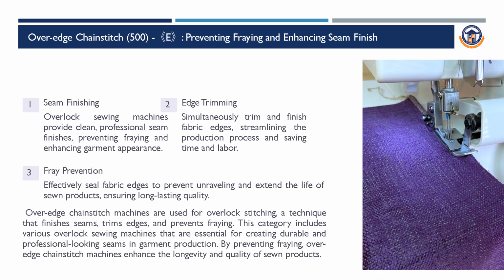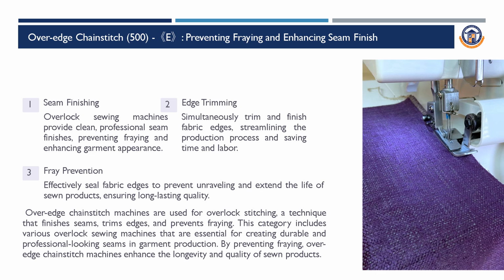And also it helps to have edge trimming. Whenever the stitch is formed, simultaneously there is a process called trimming and finishing of the fabric edges. This is happening simultaneously in the over-edge chain stitch machines, streamlining the production process, and it helps to save time and labor utilization. This particular stitch helps to prevent fraying of edge threads because it effectively seals fabric edges to prevent unraveling and extend the life of the sewn product, ensuring long-lasting quality.